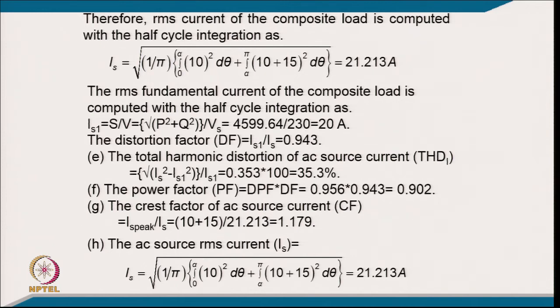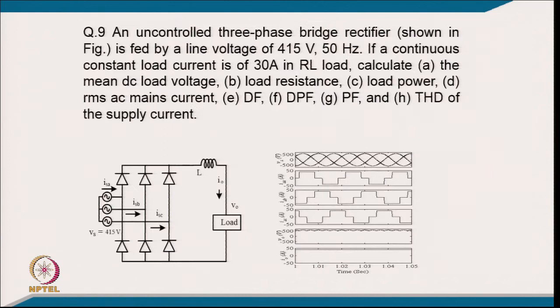So, putting this in, it comes to 0.902, and the crest factor of the AC mains current is peak upon RMS. So, put the value of the peak divided by RMS, so it is 1.179, and the AC source RMS current, calculated from the relation we used earlier, comes to 21.21 ampere. So, that is about single phase.